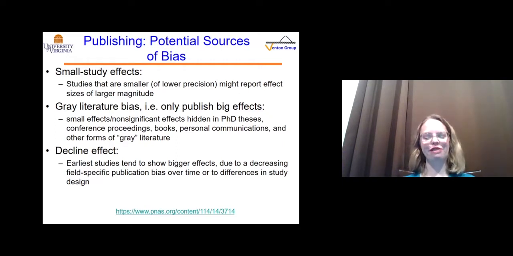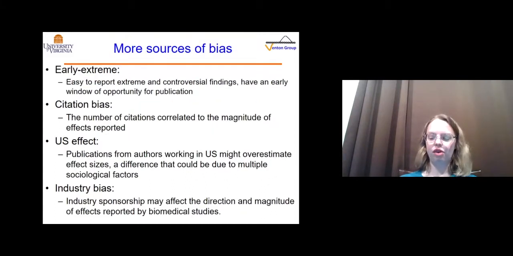As I said, I'm afraid we're going to see a little bit of that in some of these coronavirus things that are coming up. All right, the other source of bias is that early extreme. So if you can find some sort of extreme or controversial finding, you have this early window to publish it. So it doesn't always pay to really look into it.